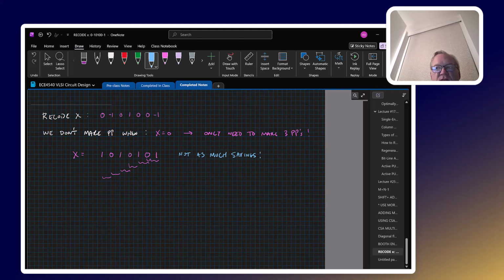But in general, we can show that the radix 2r method, or the Booth method, yields n divided by r partial products.